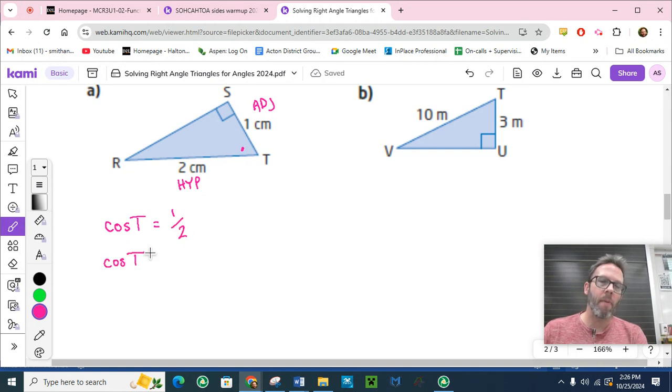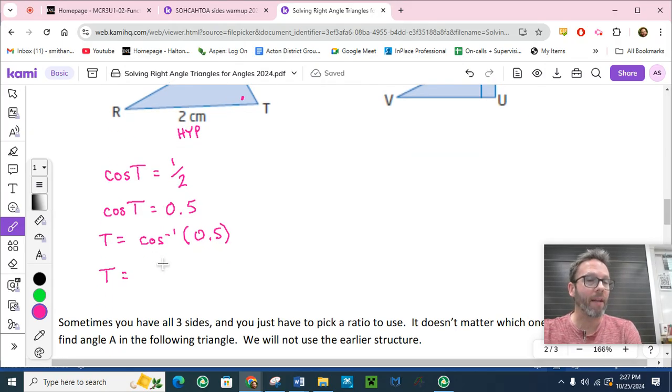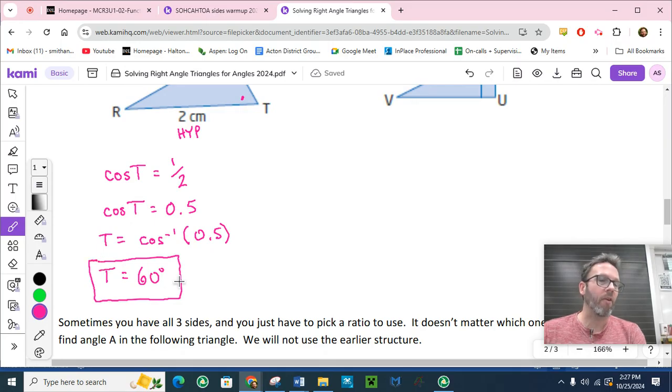I would do 1 divided by 2, which is 0.5. And then I would write this. T equals the inverse cosine of 0.5. And then my calculator will spit out an angle. And I believe that's 60 degrees. All right. Put a box around it. So one interesting fact here, the cosine of 60 is exactly 0.5.